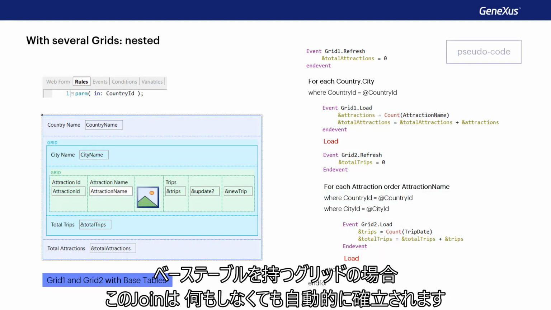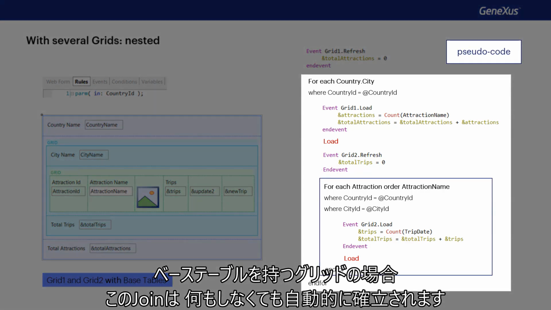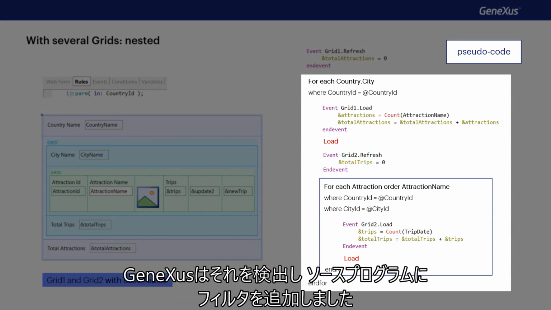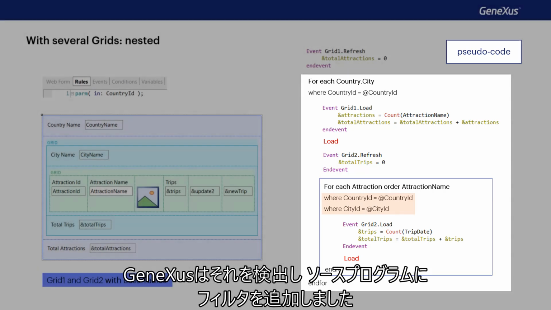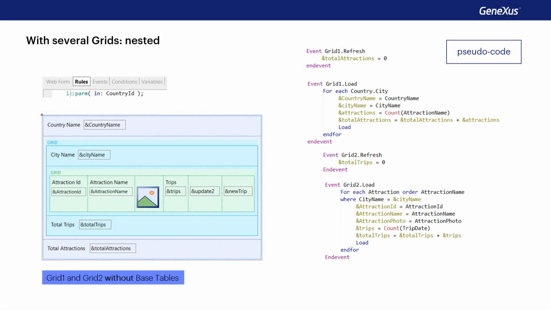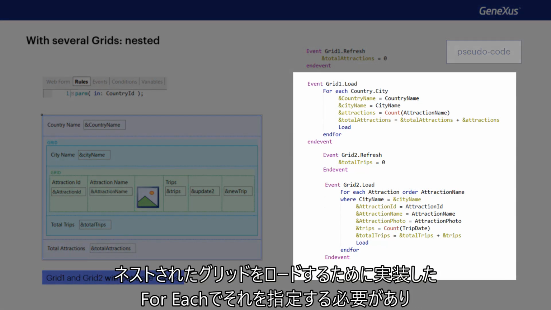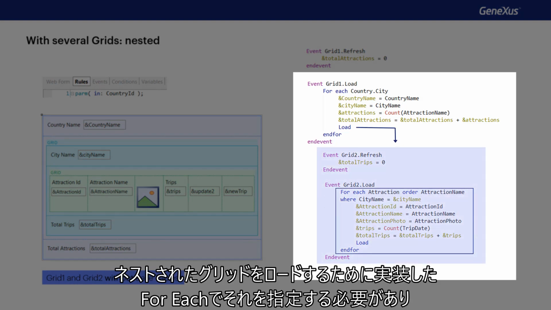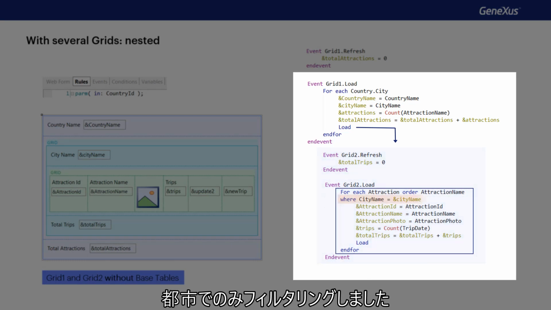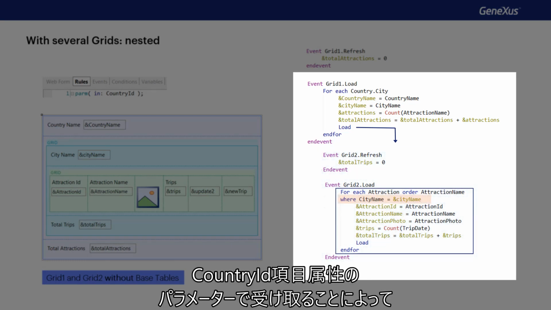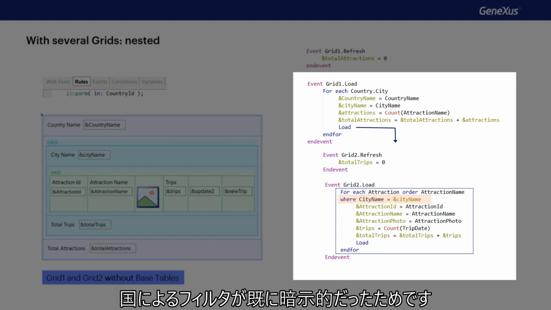In the case of grids with a base table, this join was established automatically without having to do anything. GeneXus detected it and added the filter in its source program. On the other hand, in the case of grids without a base table, we had to specify it in the for each that we implemented to load the nested grid, and we only filtered by city because the filter by country was already implicit by receiving it in a parameter in the country ID attribute.